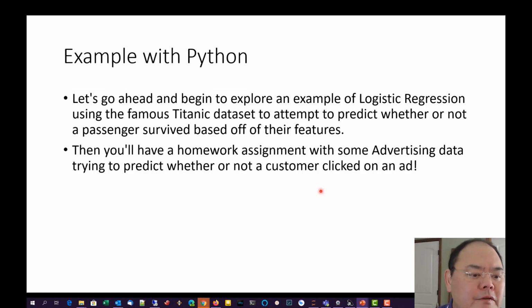After this, we're going to start talking about using Python to perform logistic regression. We're going to use the famous Titanic data set to attempt to predict whether or not a passenger survived based on their specific features, usually the age, the class of the cabin they were in, their gender, and other features in the passenger database, to determine the likelihood that the passenger will survive. It is a good exercise. Then we have a small homework assignment on the advertising data, trying to predict whether or not a customer will click on an online ad.